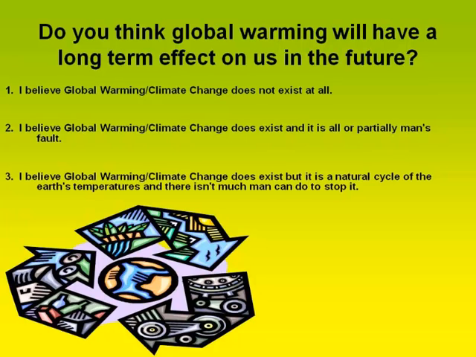You can choose one of the 3 areas after you create your hypothesis and after you do your research. Number 1 says, I believe global warming, climate change, does not exist at all. Number 2 says, I believe global warming, climate change does exist, and it is all or partially man's fault. Number 3 says, I believe global warming, climate change does exist, but it is a natural cycle of the Earth's temperature, and there isn't much man can do to stop it.